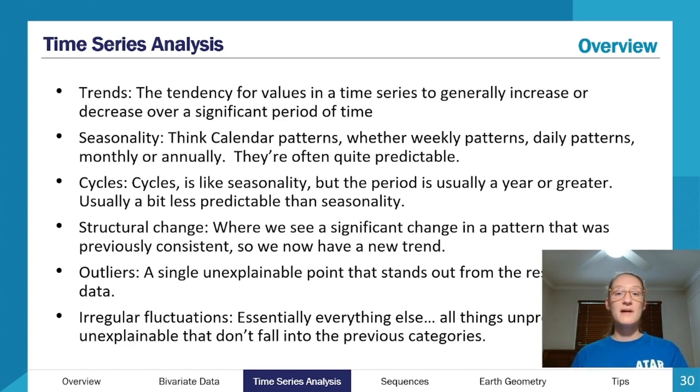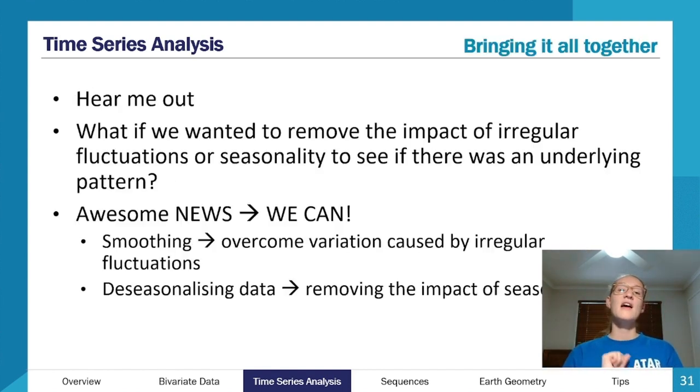So when we're looking at a time series plot, you've already got all of these different things going on in your mind, but we're going to bring in another factor now. Bringing it all together a little bit, hear me out. What if we wanted to remove the impact of irregular fluctuations, or the impact of seasonality, to see if there is actually an underlying pattern that's being obscured by these things? And we can. That's how we link in smoothing and deseasonalizing data.